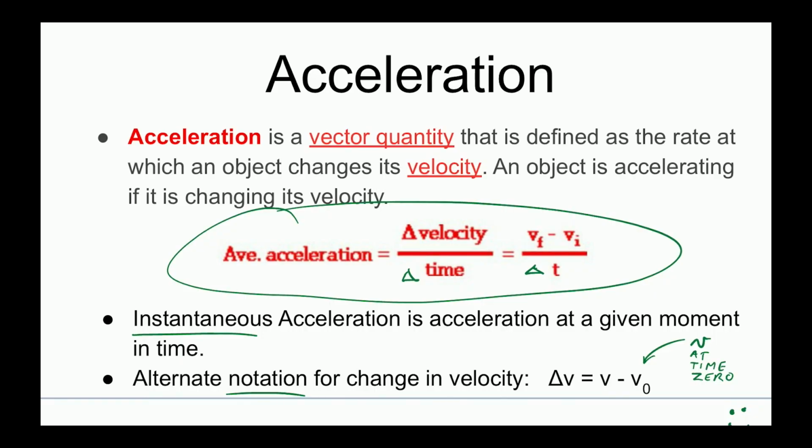A comment about the notation here at the bottom is that delta v could be represented as v minus v0 as well. So instead of saying final minus initial, I will probably just use v to represent the velocity at any time, and v0 to be the velocity at time zero. You might hear some people call that v naught. It's just a language thing. I think maybe more common in the UK. It means the same thing. It's the velocity at time zero, the initial velocity. They all mean the same thing.